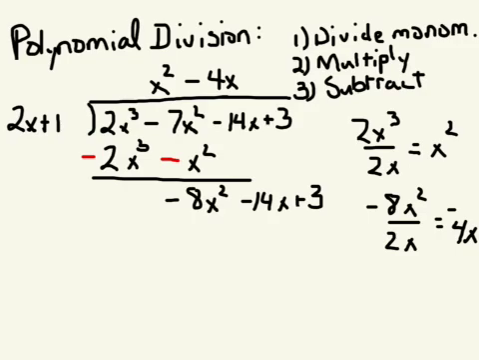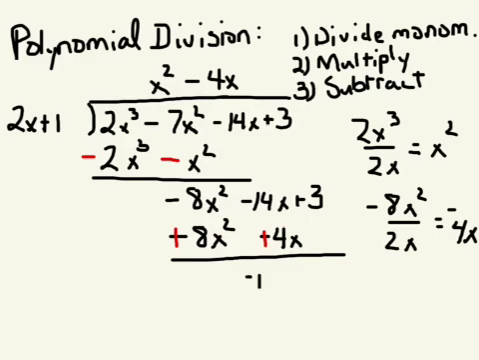Next I'll multiply. Negative 4x times 2x gives me negative 8x squared. Negative 4x times 1 is negative 4x. You notice this time I wrote down the negative sign, but because I really want to subtract, I'm going to change the signs, and then I will add, because subtraction is adding the opposite. I'm left with negative 10x plus 3.